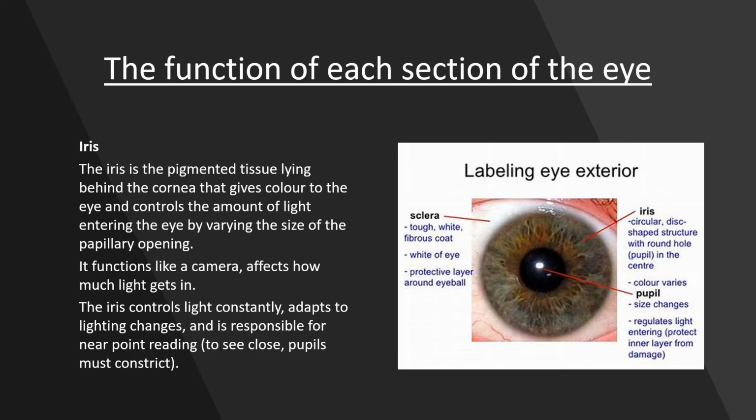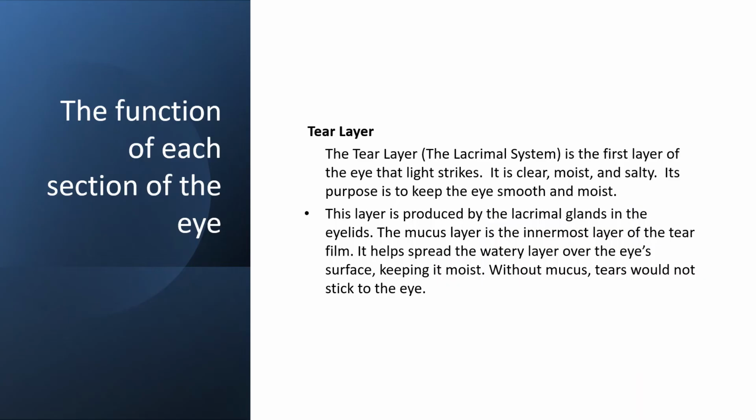So the iris is the colourful part of our eye. It's behind the cornea, gives colour to the eye, and controls the amount of light entering the eye by varying the size of the pupillary opening. It's like a camera, it affects how much light can get in. So the tear layer is really the first layer of the eye that light strikes.